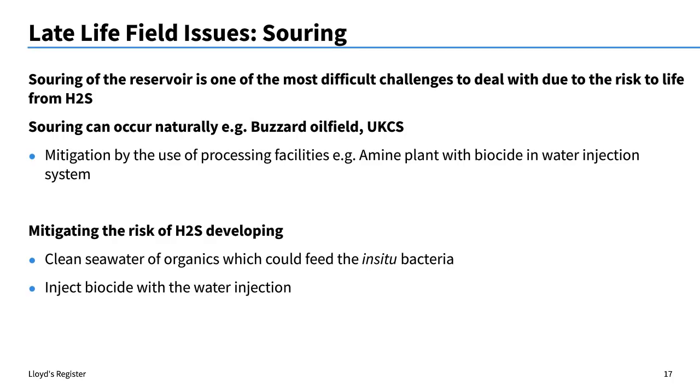treat it. Now, if you already have a situation where you have a field which is evolving H2S, traditionally we would approach this with what we call an amine plant. They're used quite frequently on oil fields to remove unwanted gas before the production stream enters the pipeline or the offtake tanker.